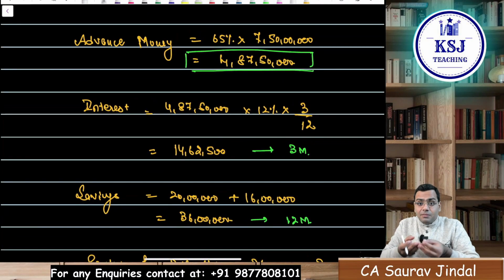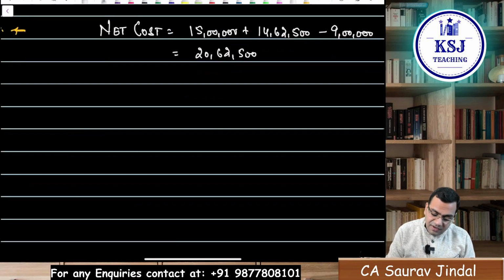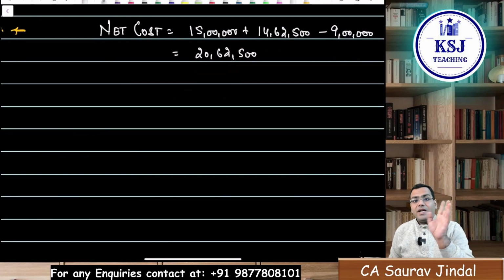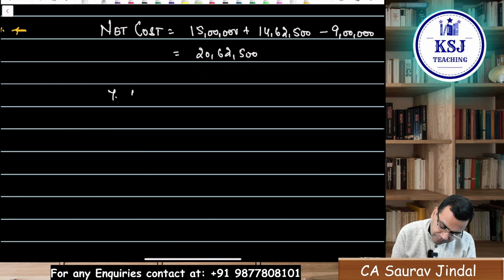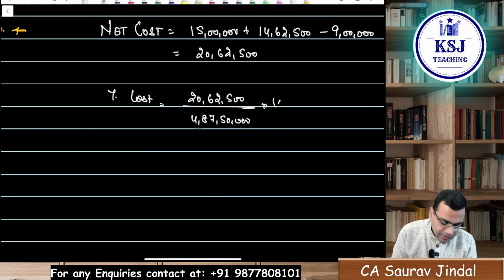So the businessman says, to get the benefit, what is the benefit here? That you will get the money today itself instead of 3 months. What amount of money? 4 crore 87 lakh 50,000. You will get it today itself. To get this benefit, what is the cost that you have to bear? 20 lakh 62,500. So what is the percentage cost? That is 20 lakh 62,500 divided by 4 crore 87 lakh 50,000 multiplied by 100.